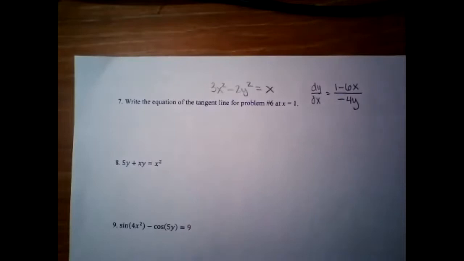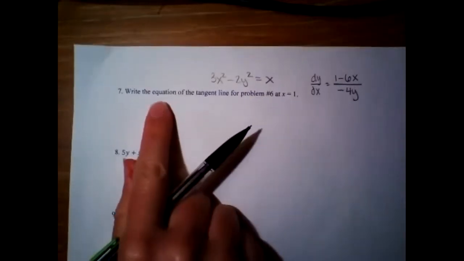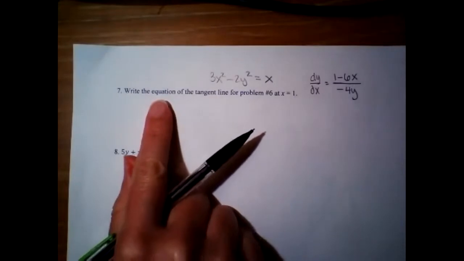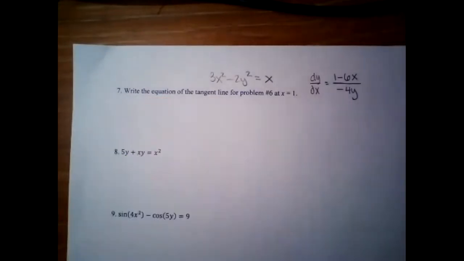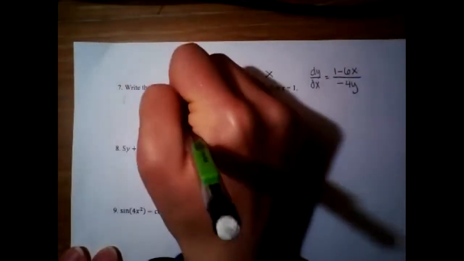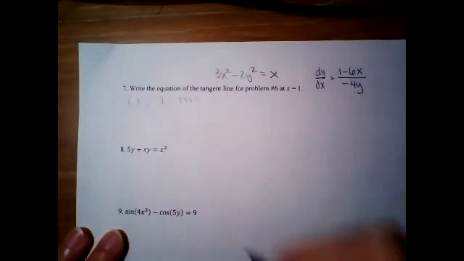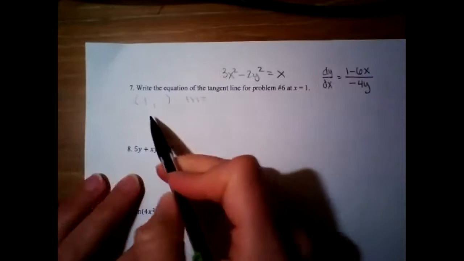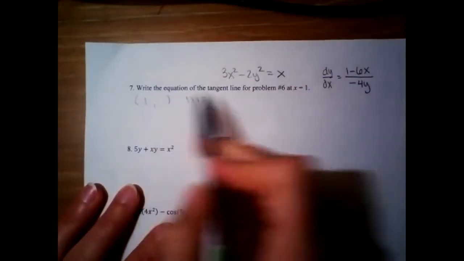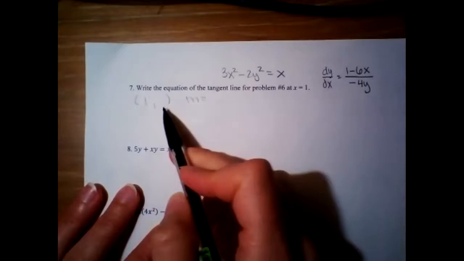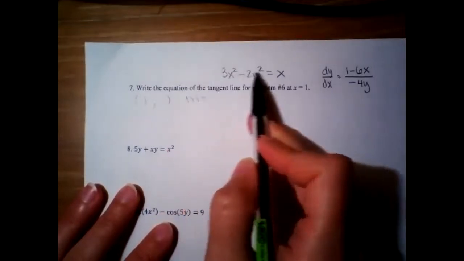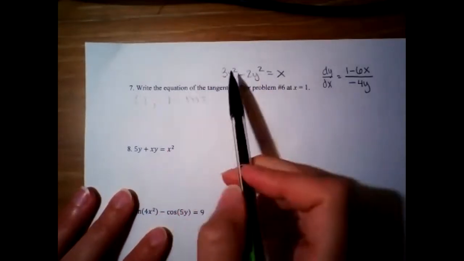And 7 is asking for an equation. So what two things do I need in order to write an equation? Again, it's been a little while since we've done this. And good, we need a point and we need a slope. Awesome. All right, so our point is going to be at x equals 1. That is our point of tangency. So 1 goes there. And so I'm going to plug 1 in for x in the original equation. So again, the point comes from the original equation. So I'm going to plug in 1 for x up here.